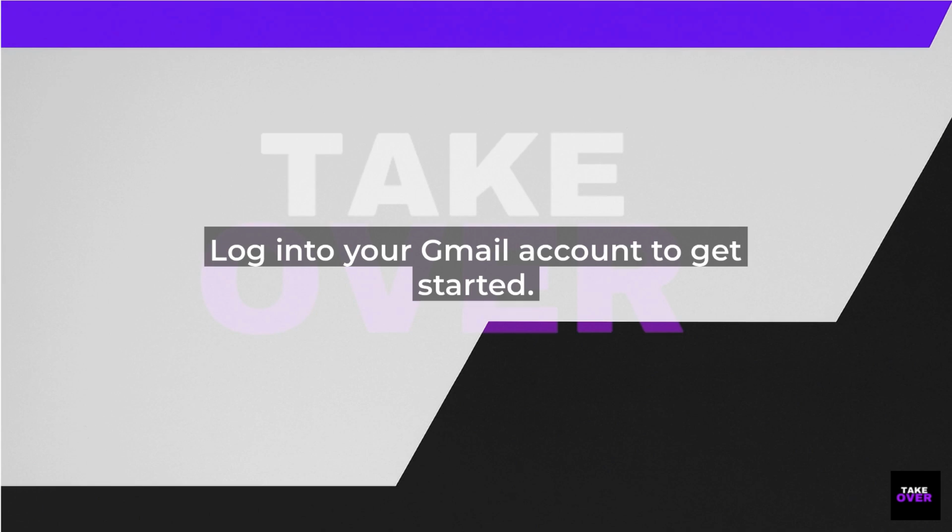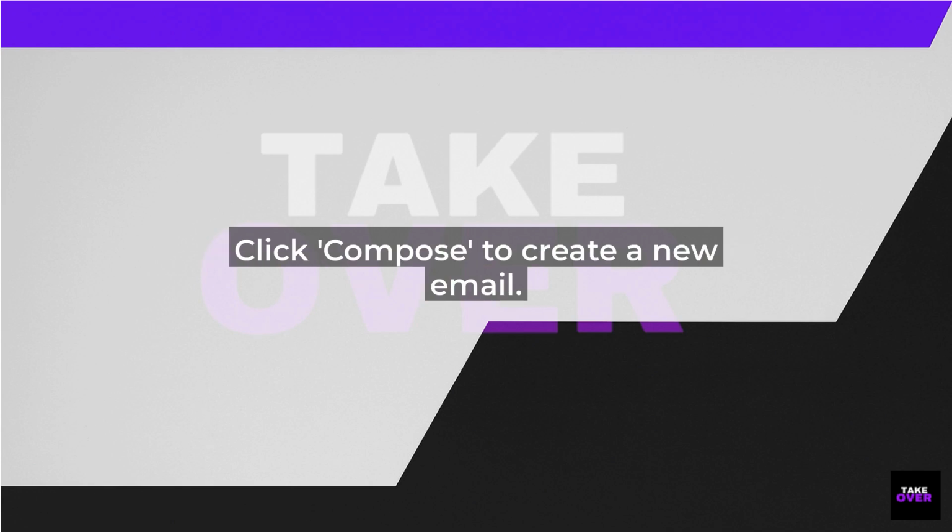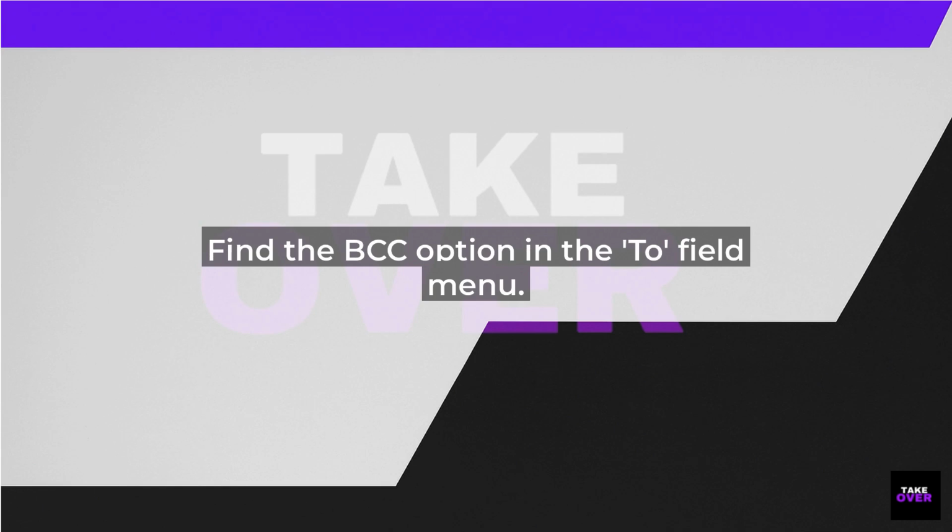Let's get started. First things first, make sure you're logged into your Gmail account. If you're on the web version, which is the most common, click on the Compose button to start a new email. This will open a blank email window. Now, in the To field, you'll see options for To, CC, and BCC. If BCC isn't visible right away, just click on the To field and look for a downward arrow or the option to add BCC. It's usually right there.